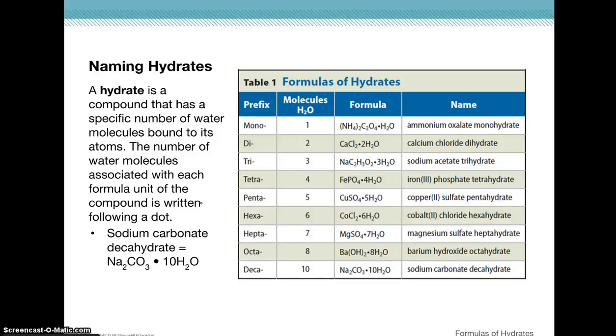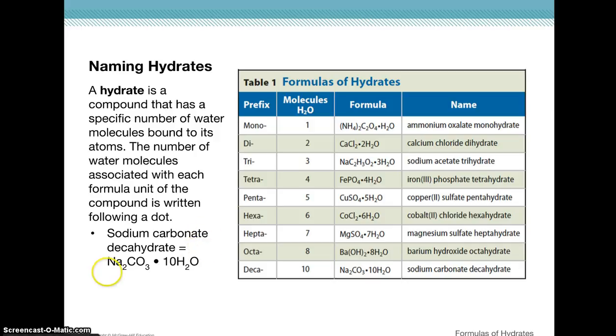Alright, for this last section we need to talk about hydrates. Hydrates are compounds that have water molecules actually bound to the atoms. They're not dissolved, they're dry solids, but there are water molecules attached to them. And the number of water molecules associated with each formula unit is written following a dot.